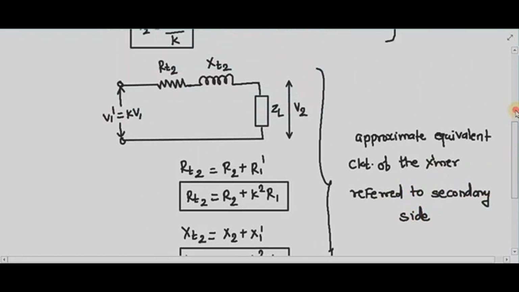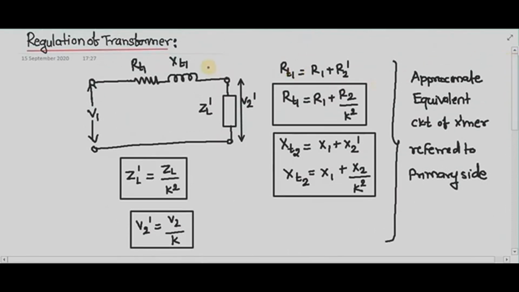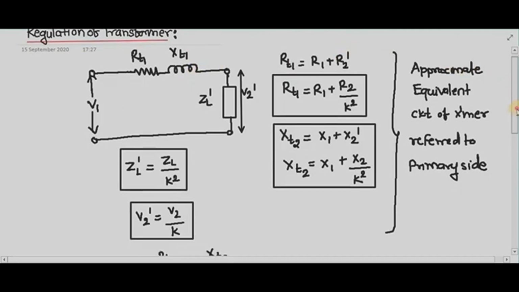So just within 5 minutes we have revised the whole theory that I covered in the last lecture. Now let us study what is the regulation of the transformer. What is the regulation of the transformer?